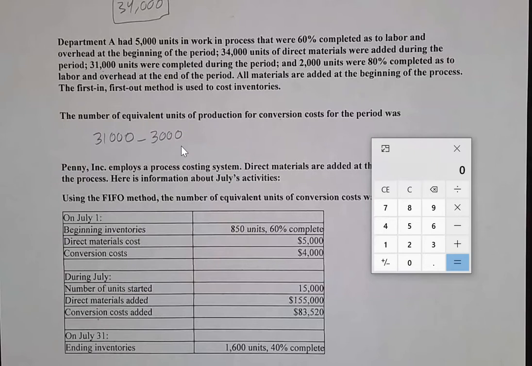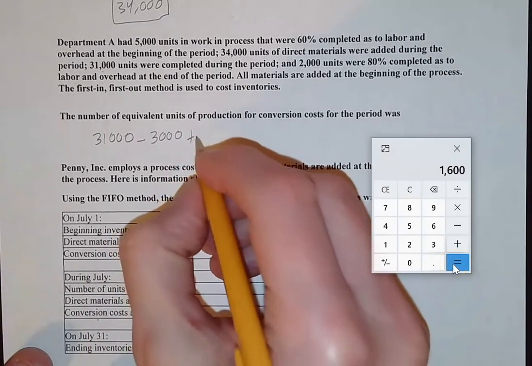All right. And it says, and 2,000 units were 80% completed as to labor and overhead at the end of the period. Well, we better know by now, hopefully, that labor and overhead are conversion costs. So we're going to take this 2,000 and multiply it by this 80%, and that's 1,600, but we're going to add that.